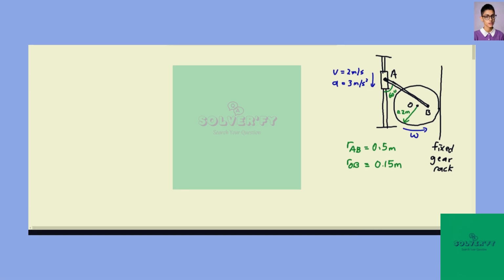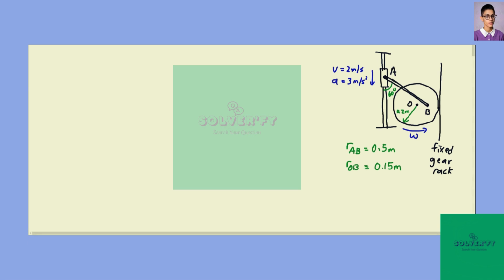In this question, we have this setup. The collar is moving downward with a speed of 2 meters per second, acceleration 3 meters per second square. And then we need to determine the angular velocity and angular acceleration of the gear as it rolls along the fixed gear rack.